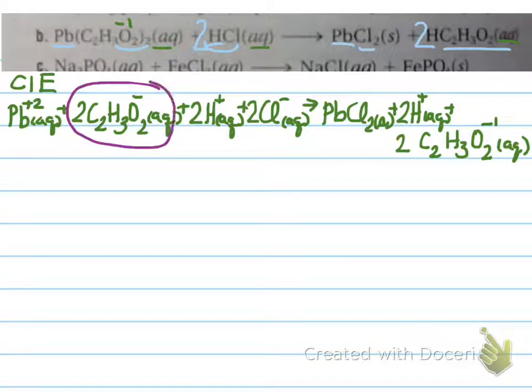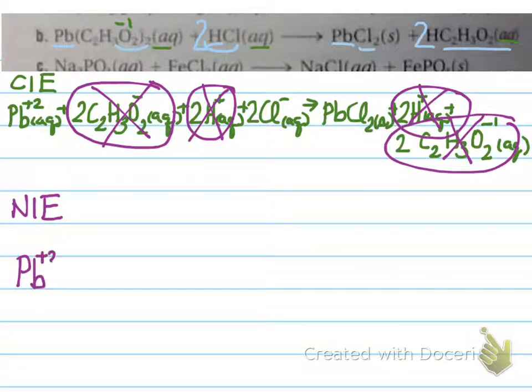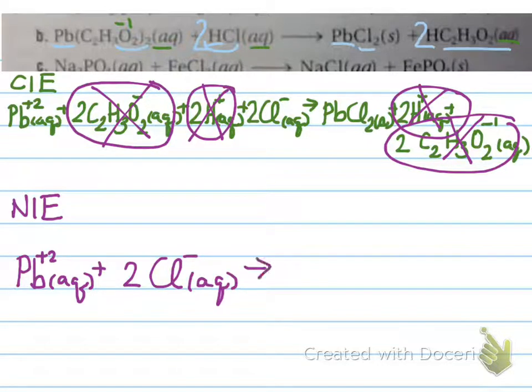So this acetate ion is the same, and this hydrogen ion is the same. So to get my net ionic equation, I'm going to rewrite my equation, leaving out my spectator ions. So I have Pb +2 aqueous plus 2 Cl- aqueous yields PbCl2 solid.